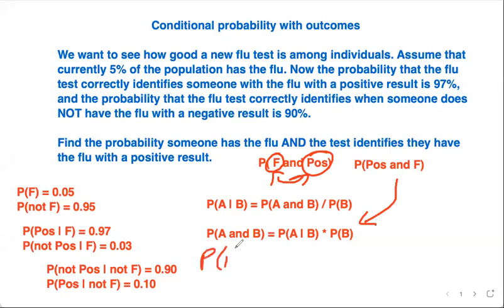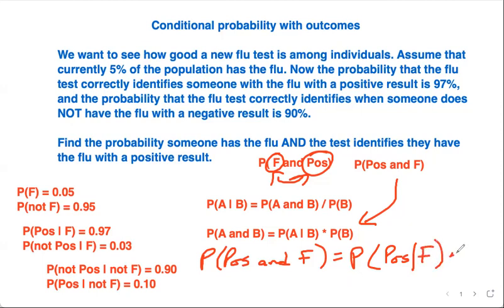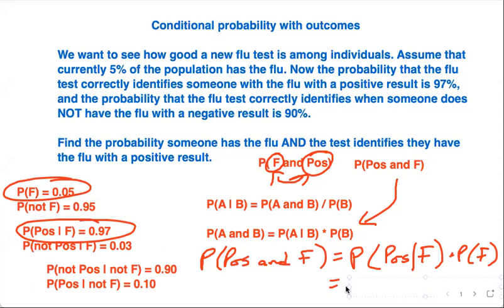So the probability of positive and the flu will equal the probability of positive result given you have the flu times the probability of having the flu. So what are those 2 probabilities? Well, that last one is right here, and that one before it is right here. So you're going to have essentially 0.97 times 0.05 to give you a final answer of 0.0485.